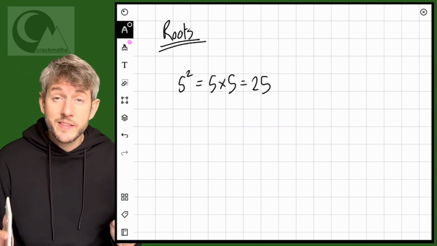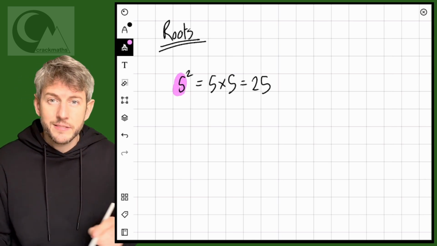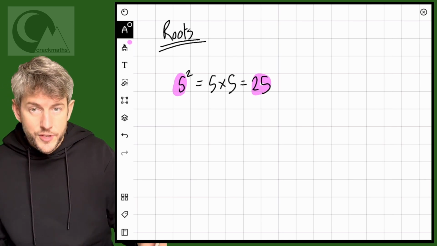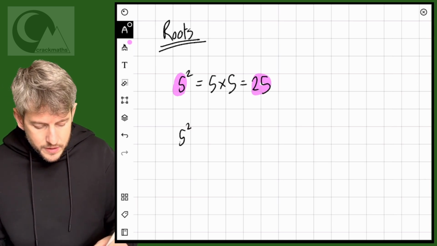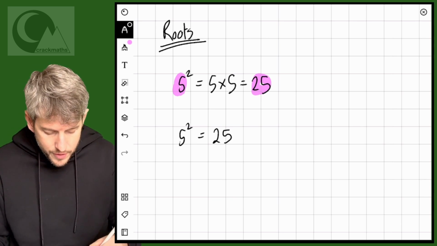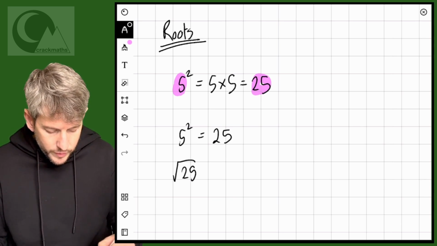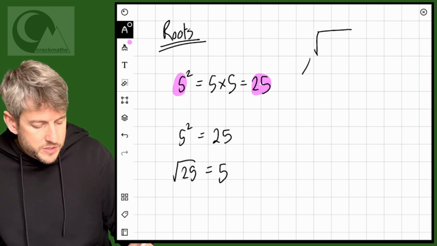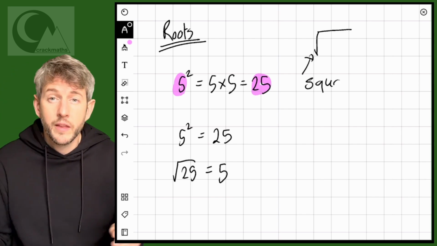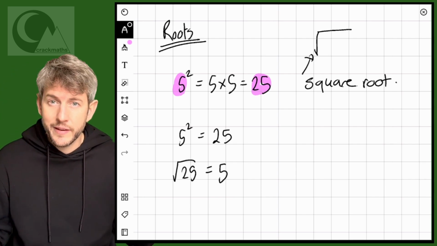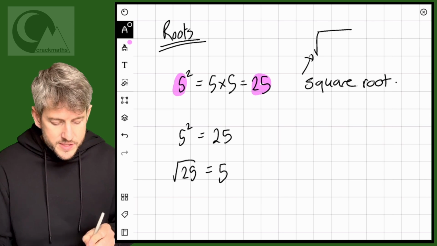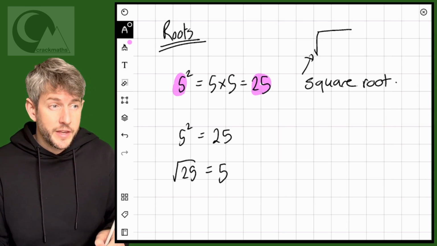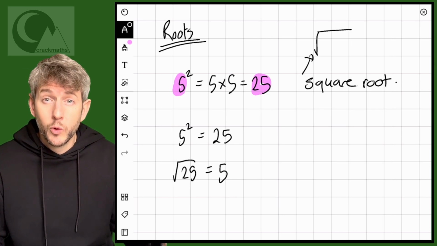Let's say I wanted to know what base this had, and I wanted to go back from here to here. If I've got 5 squared equals 25, I know that the square root of 25 will equal 5. This symbol is called the square root sign, and essentially it undoes the calculation to get it back to where it was. So if 5 squared equals 25, the square root of 25 equals 5. Let's have a look at some more square numbers.